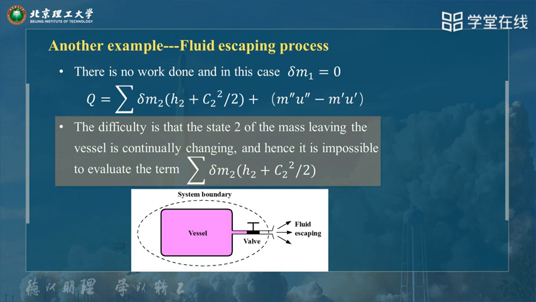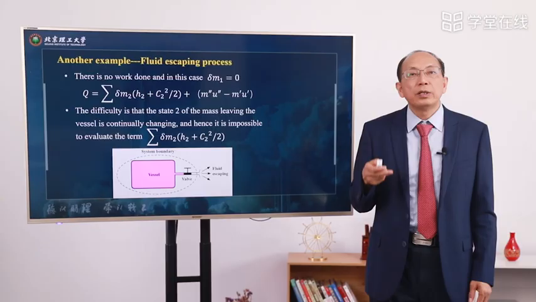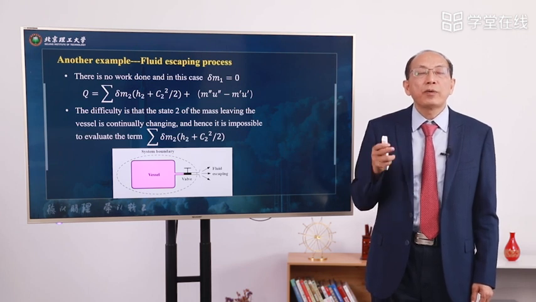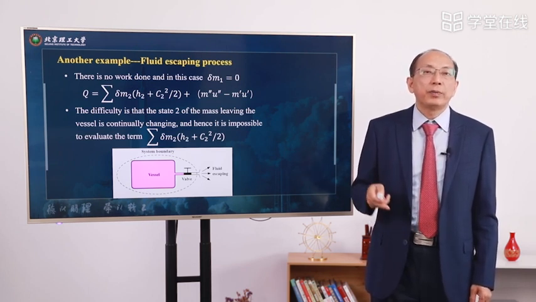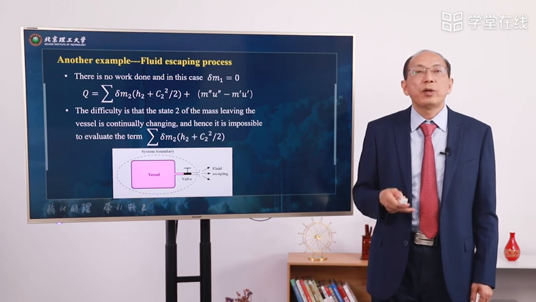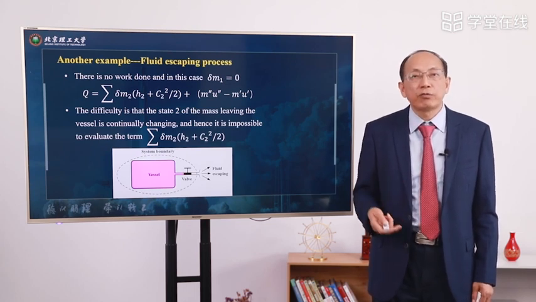If you are told that c2 is very small, or in other words the escape is very slow, then c2 squared becomes smaller and becomes 0. This equation then becomes easy to solve. Thank you.